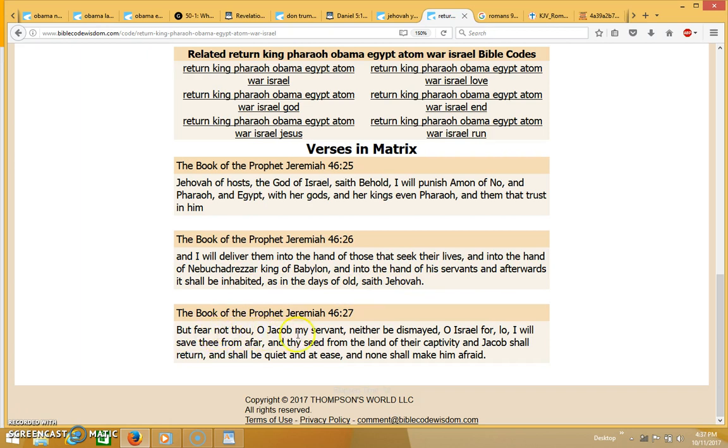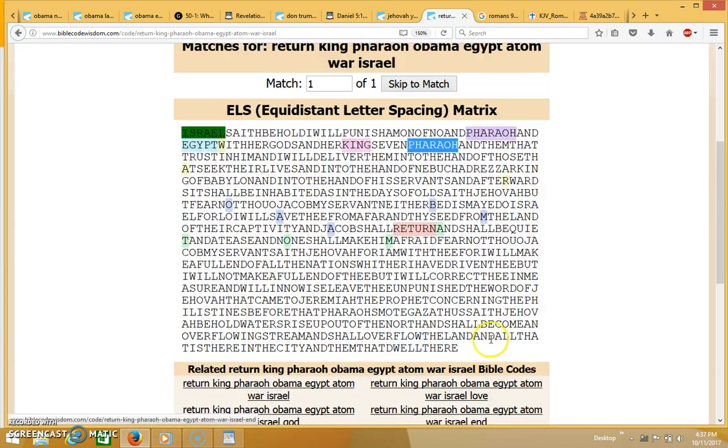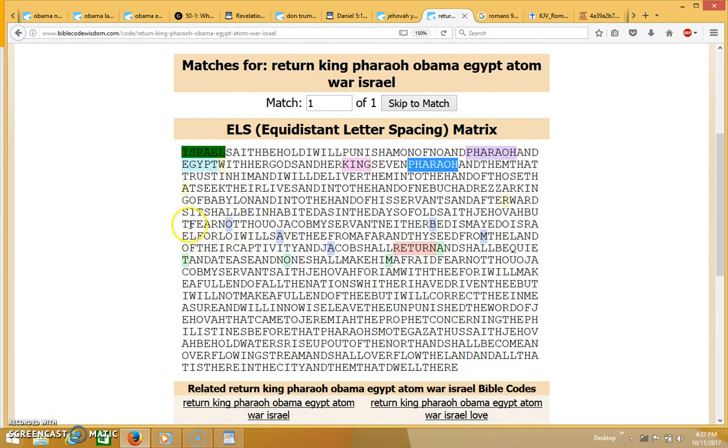But fear not thou, O Jacob, my servant, neither be dismayed, O Israel, for lo, I will save thee from afar, and thy seed from the land of their captivity. And Jacob shall return, and shall be quiet and at ease, and none shall make him afraid. And so you have Obama coming up over here where it says, Fear not thou, Jacob, my servant, neither be dismayed, O Israel, for lo, I will save thee from afar, and thy seed from the land of their captivity, and Jacob shall return. And that's exactly where you have the word Obama going through that.